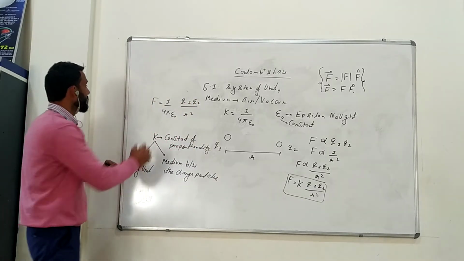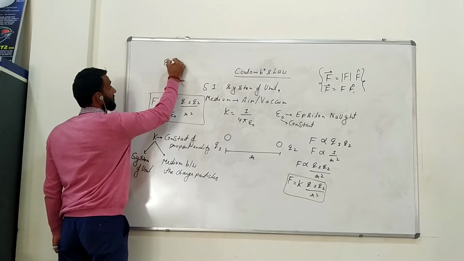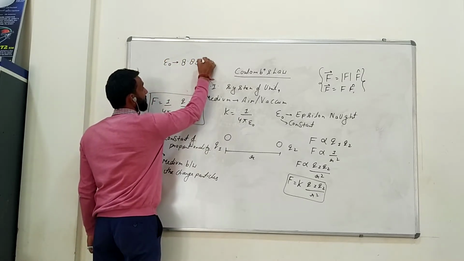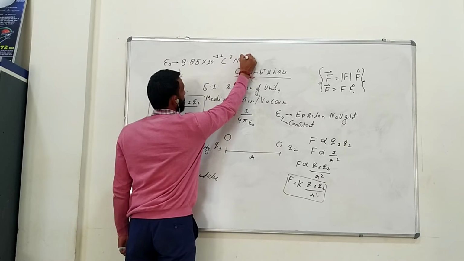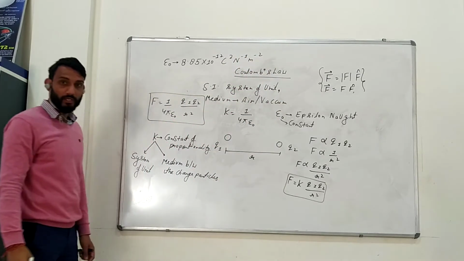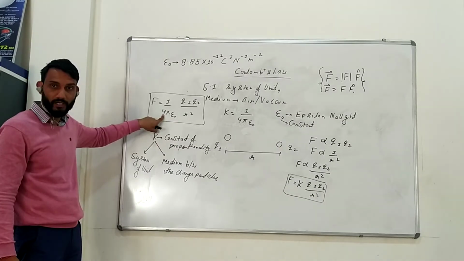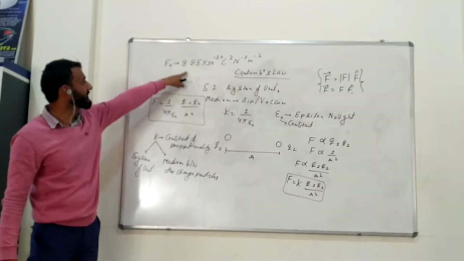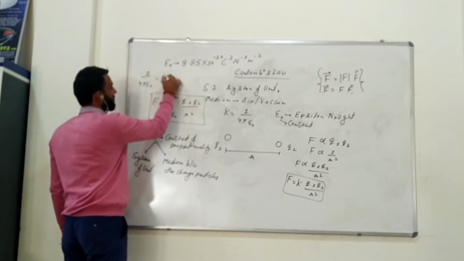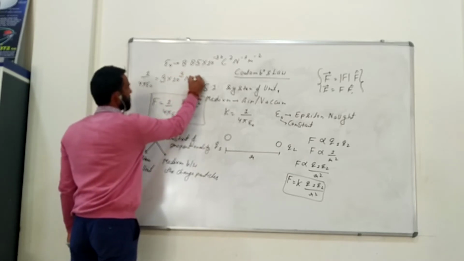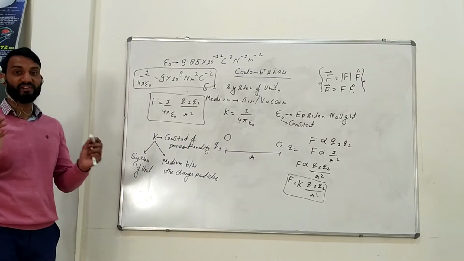Clear? Now this epsilon naught has a value 8.85 into 10 to the power minus 12 Coulomb square per Newton per meter square. If you multiply this value by 4 pi, you will get the value of 1 upon 4 pi epsilon naught, and that is equal to 9 into 10 to the power 9 Newton meter square per Coulomb square. So remember this value for calculating the force between the two charged particles.